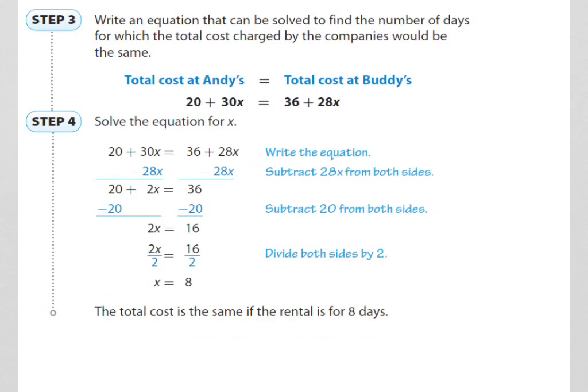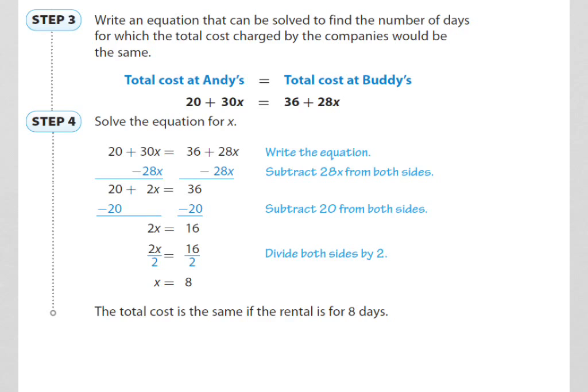Now, let's see what we have to do now. So let's take these two expressions and write an equation that can be solved to find the number of days for which the total cost charged by the companies would be the same. So if that's the case, the total cost for Andy's must equal the total cost for Buddy's. Okay, that makes sense. So I'm looking at 20 plus 30X must equal 36 plus 28X.